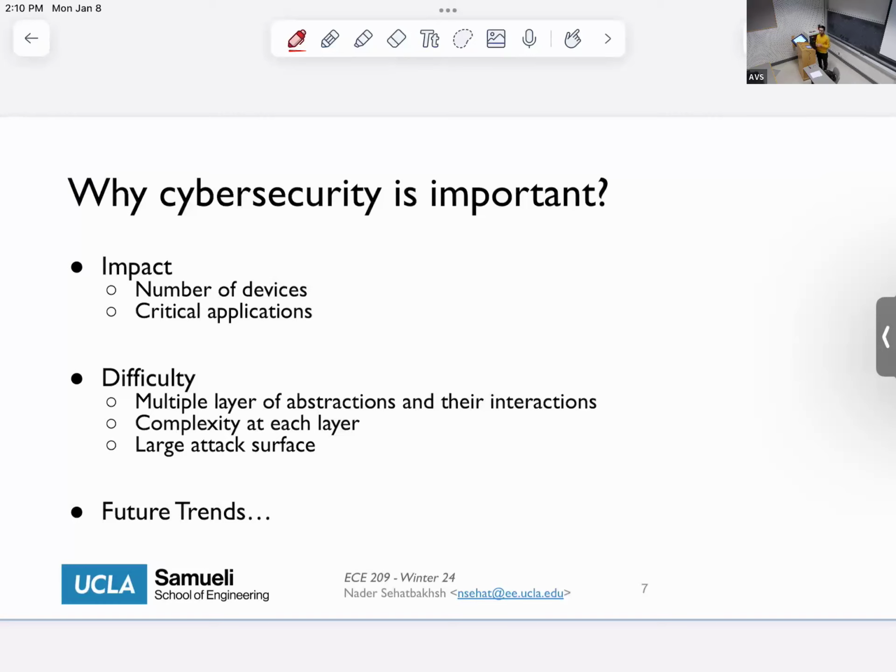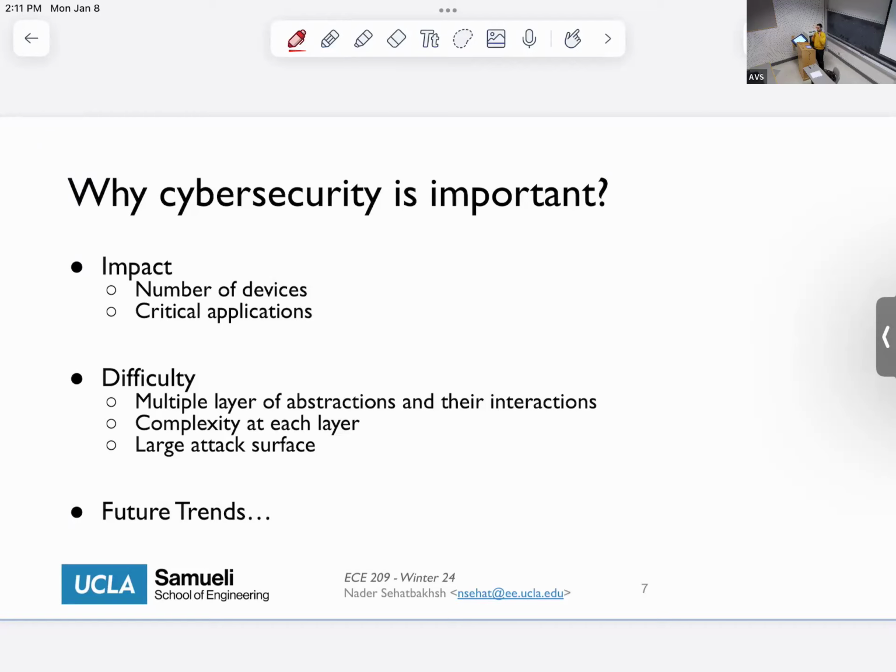And the interesting thing about IoT is that it's very, very hard to secure these devices. The reason for that is they usually have many, many layers of abstraction on top of each other. So securing a device is not just a software problem, or a hardware problem, or a network problem. It's actually a very, very complex interaction of all these different components together, okay? And there is also complexity at each different layer.